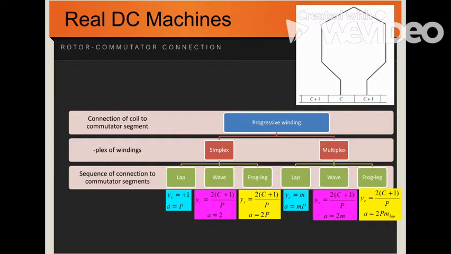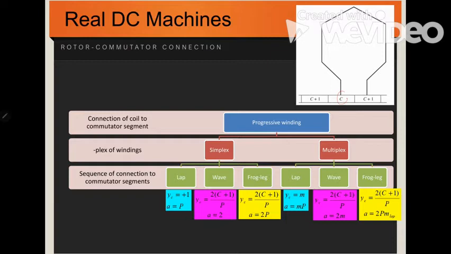Say in the case of progressive winding, which is what we saw in the lap winding just now. Progressive means one end is connected to one commutator segment and the other end is connected immediately to the next commutator segment. So there are two different types of windings, either simplex or multiplex, in which the sequence of connection to commutator segments will be either lap, wave or frog leg. Multiplex means you have multiple windings on the coil. So you will have lap, wave and frog leg.